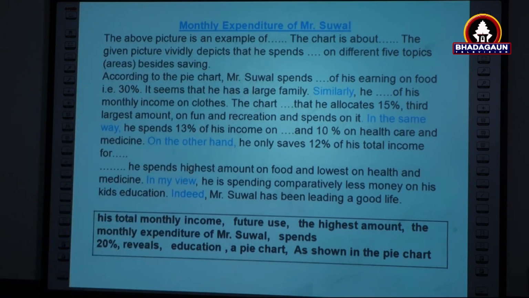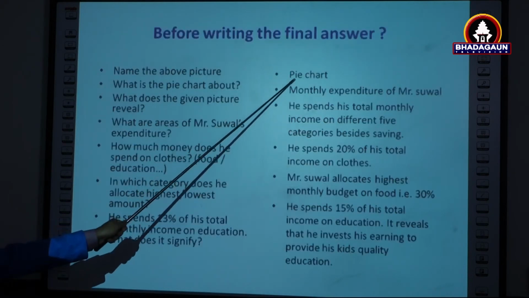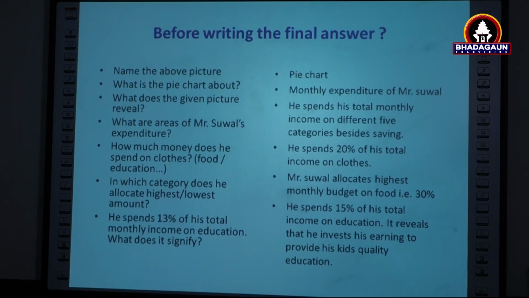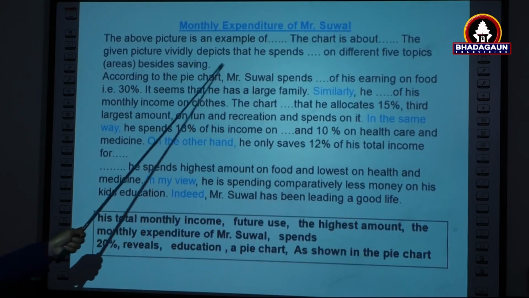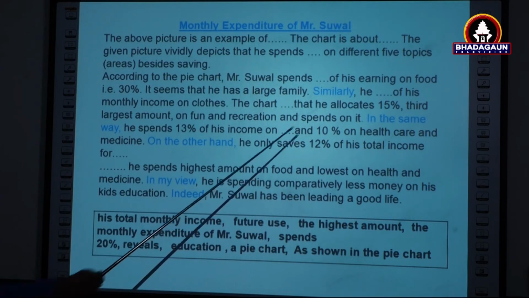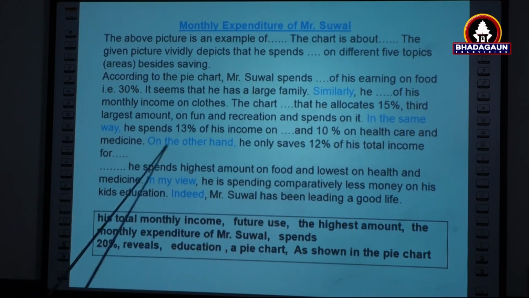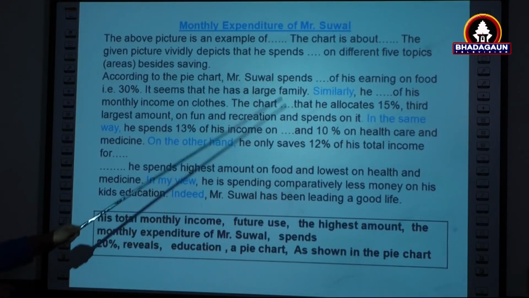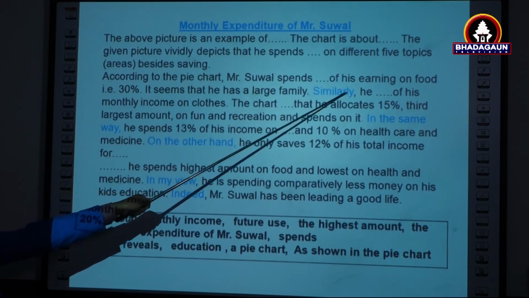So here we can say this above picture is an example of a pie chart. Before that, let's see here: pie chart, monthly expenditure, spends, total. All these ideas are written here, and they are presented in a logical form. So here I have highlighted some of the words. Similarly, in the same way, on the other hand, in my view, indeed, these are the cohesive devices. When you write an essay, a newspaper article, paragraphs, or when you interpret charts and diagrams, these cohesive devices link the previous idea to the second one. For example, let's discuss from the beginning, then we will discuss these cohesive devices also.